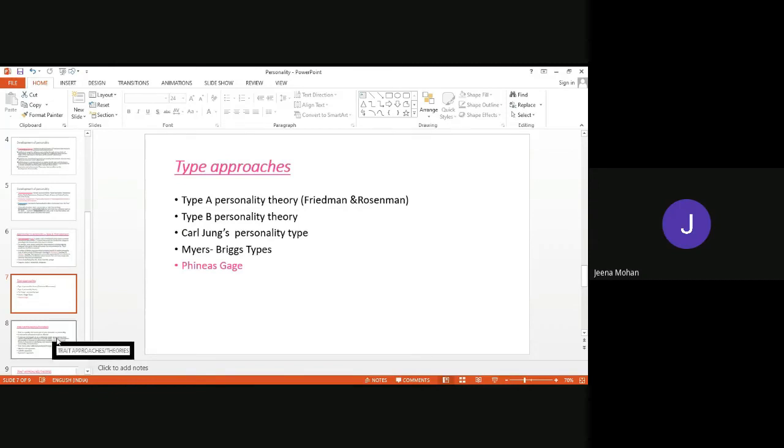Jung first introduced his personality theory in his book The Psychological Types. Here he used four psychological functions: thinking and feeling, which together he calls the rational functions, since some rationality is involved when we talk about thinking and feeling; and then sensation and intuition. So the four psychological functions are thinking, feeling, sensation and intuition.